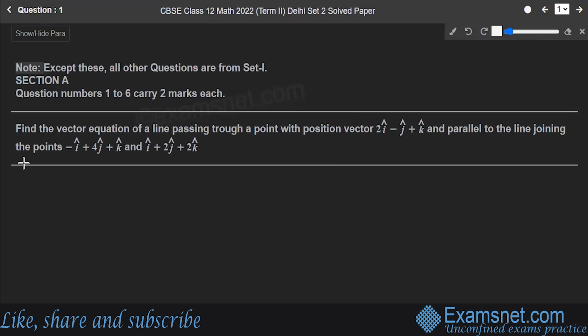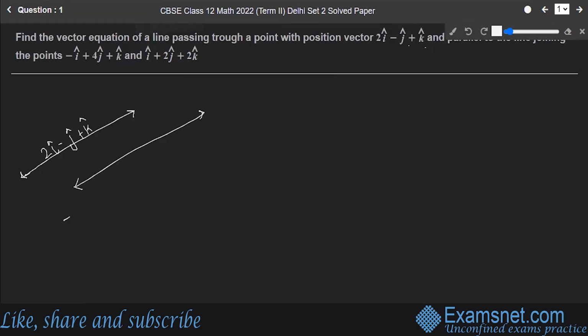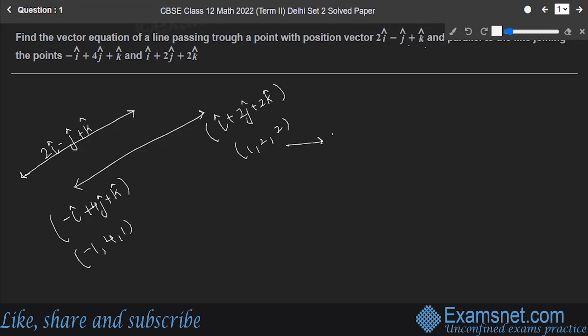All right, so let's start with it. According to the question, the point is 2i minus j plus k. And the other one, you have minus i plus 4j plus k, and the line parallel to the line joining these 2 points. So these 2 points will be written like this: minus i plus 4j plus k, and i plus 2j plus 2k. So the given points are (-1, 4, 1) and (1, 2, 2). Hope you're clear till here.